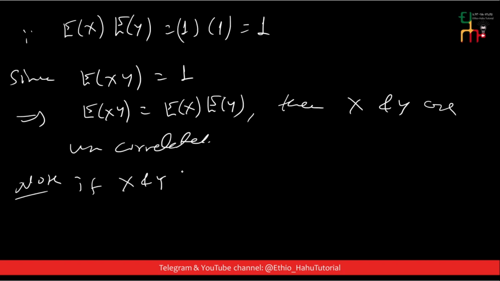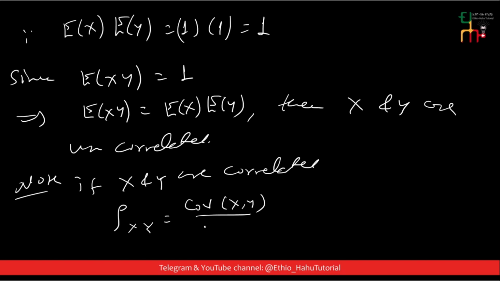As a remark, what did we find? If x and y are correlated, the coefficient of correlation is equal to the covariance of x y over sigma x sigma y. They must satisfy this.